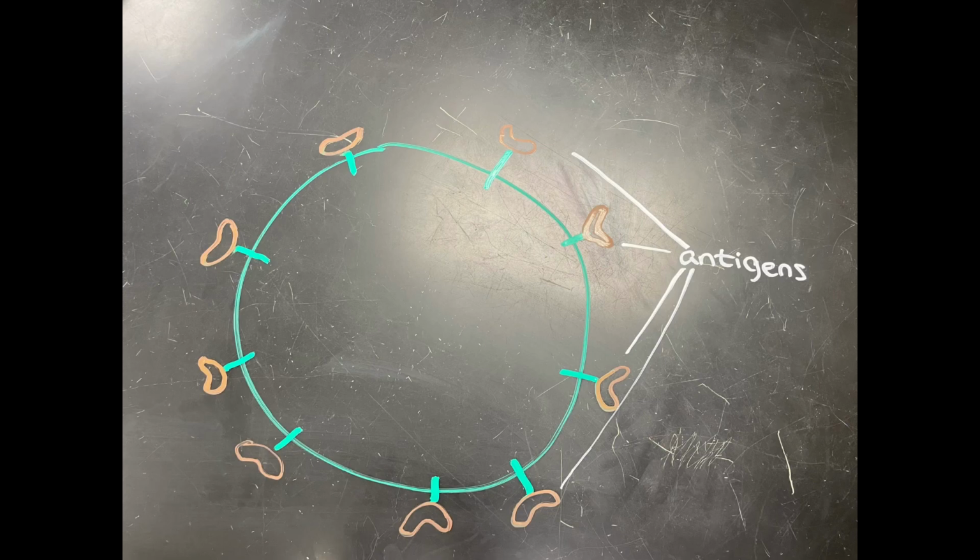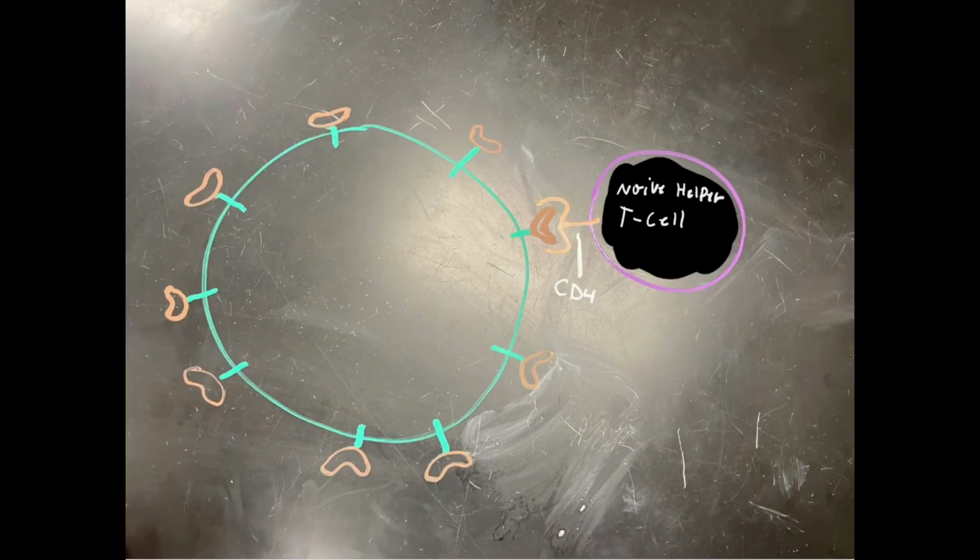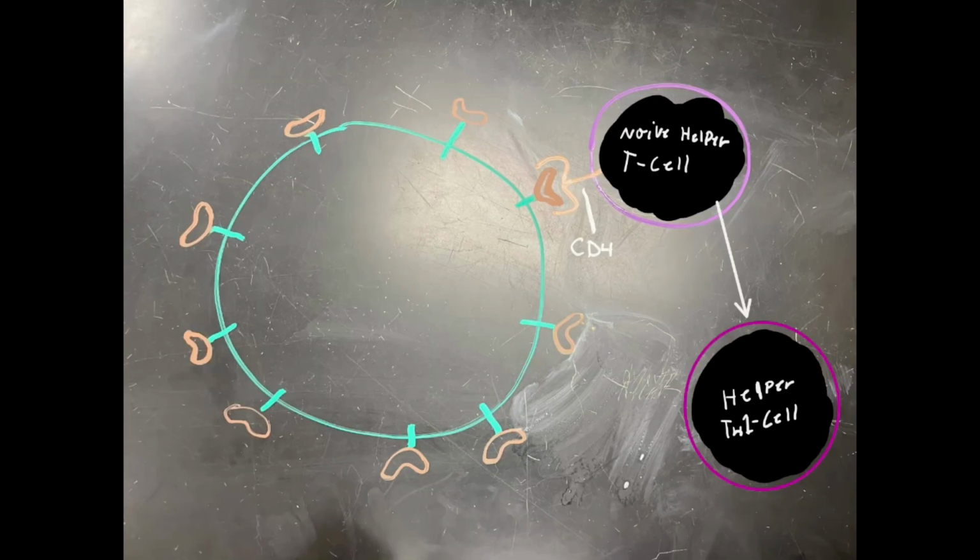Antigens are then presented by the macrophage onto the major histocompatibility complex. The helper lymphocyte receives the signal that a virus is present by binding to the antigen presented on the APC cell with the CD4 receptor. Once the naive helper lymphocyte receives the signal, it undergoes differentiation into Th1 helper T cells.